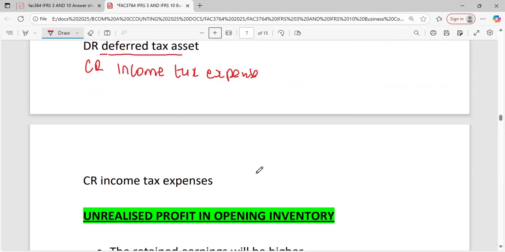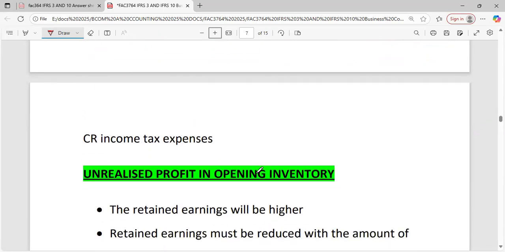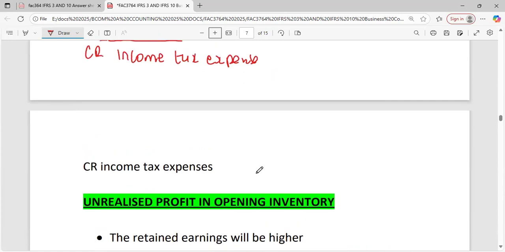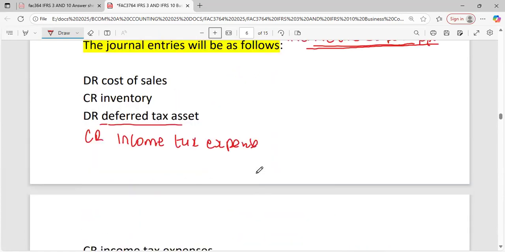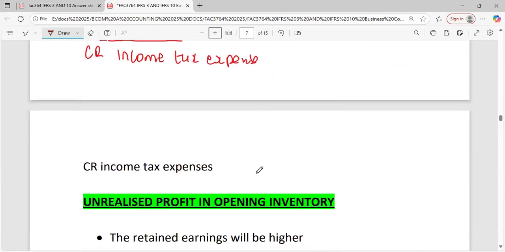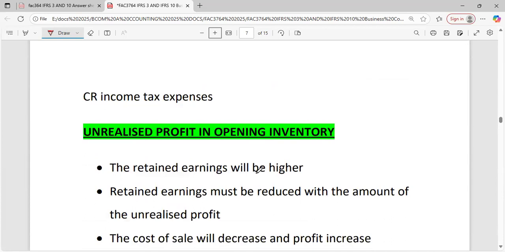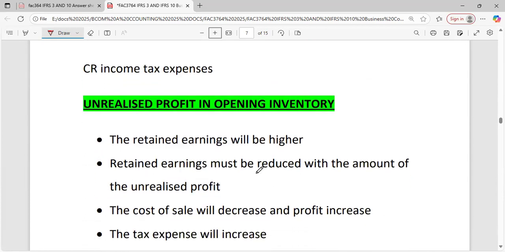Okay, it's here. Right, then there is also one more here. Here we're dealing with unrealized profit in closing inventory. Let's look at unrealized profit in opening inventory.